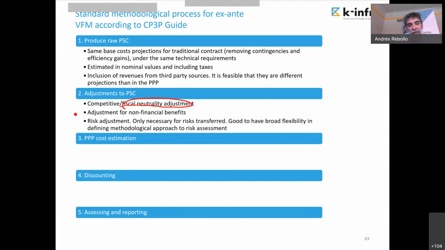Then an adjustment for non-financial benefits, okay? This is about the higher reliability, potentially, in the PPP, about the project being in use and generating benefits for the taxpayer, the high reliability that it is going to be in the expected time. In other words, we may consider that a conventional contract will have a likely difference in time or a delay, an extra delay of 1 year. In the PSC we will be missing 1 year of benefits for society. Okay, I need to adjust that.